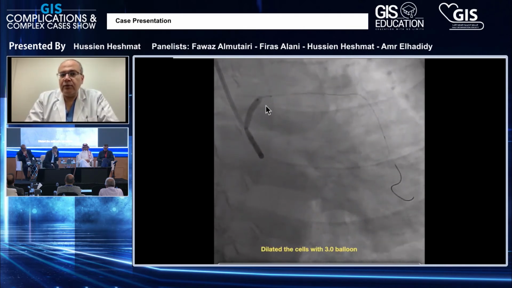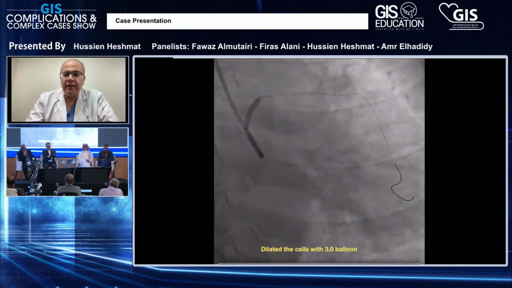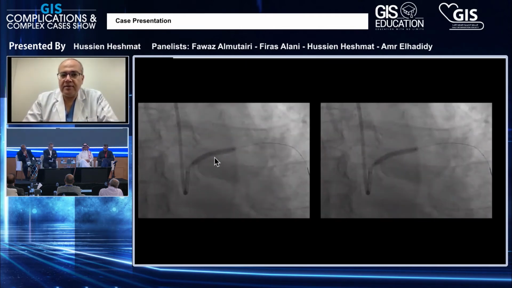But in order to execute our plan and to overlap a stent in the LAD lesion and anchor the stent here, we had to dilate the cells, the struts of the existing stent. We did that with a 3 mm balloon through the guideliner. And you can see the balloon was able to be delivered inside the stent into the lesion of the LAD.